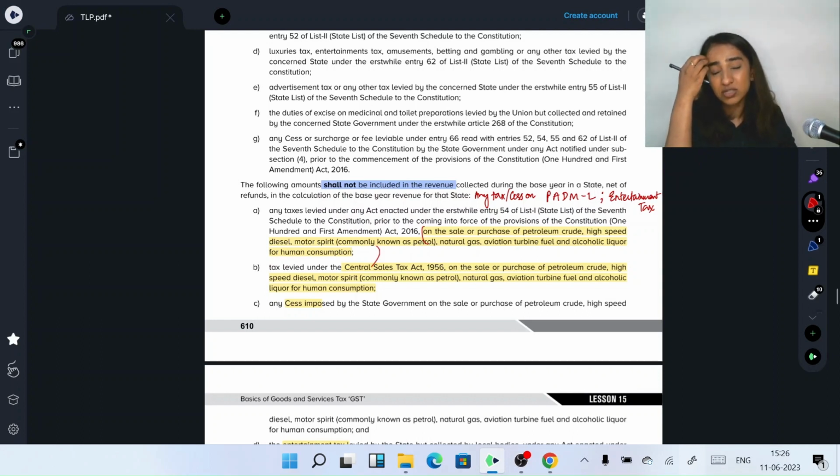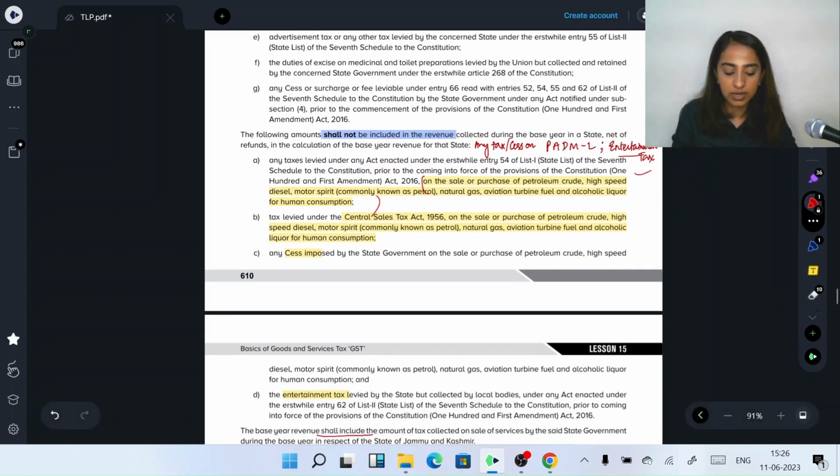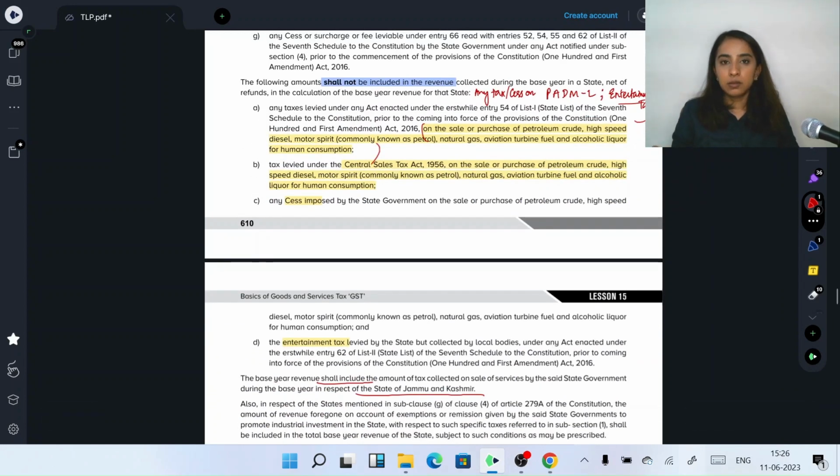Why? The reason was that the states earn an enormous amount of revenue from these accounts and the center cannot compensate so much. One second, it is not under the purview of GST right now. And entertainment tax, whatever entertainment tax they levy, you can't include that in the base revenues. Okay, do we understand that? That is here.